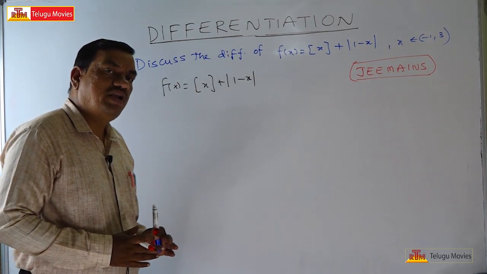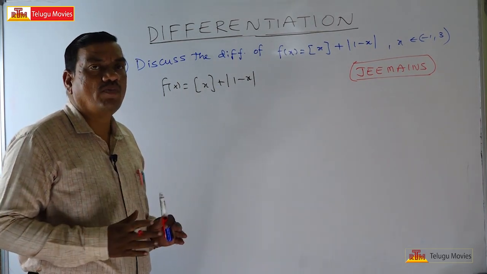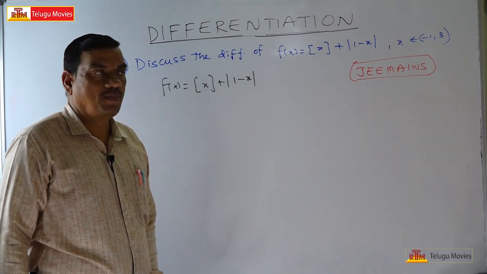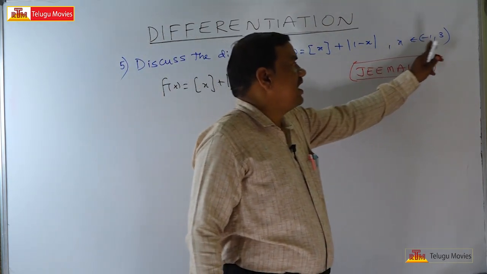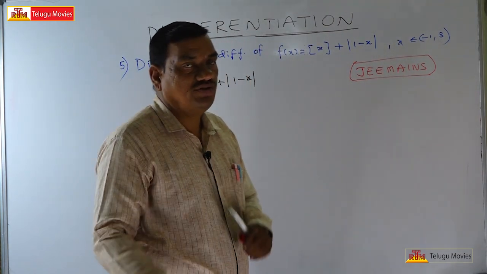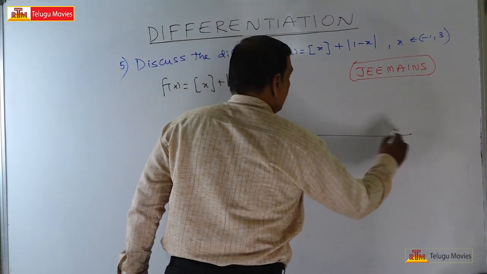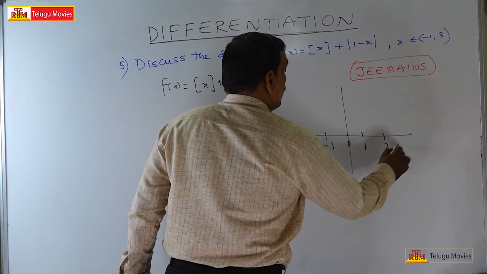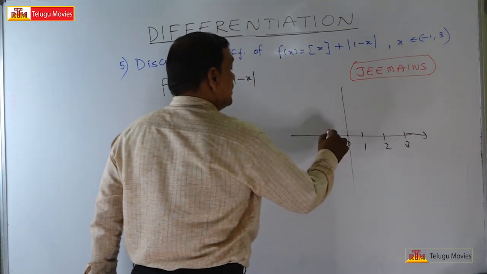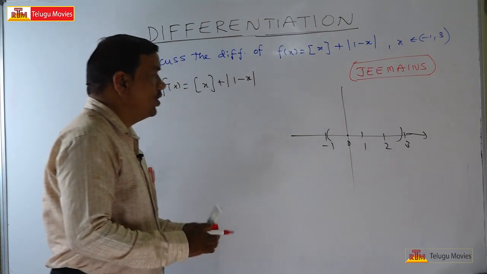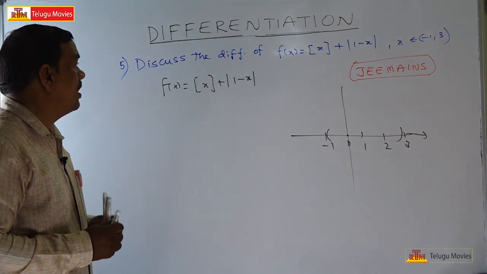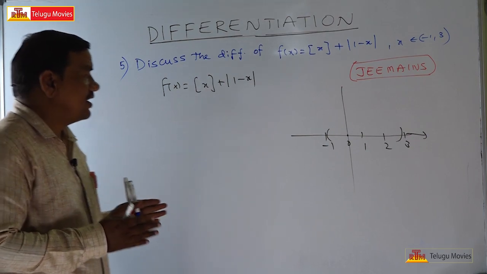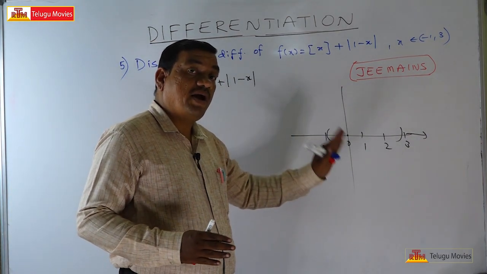So we have to be very careful about all the properties of this greatest integer function and this modulus function. But here he has asked us to take the x value between -1 and 3 only. That means x values between -1, 0, 1, 2, 3, and you should not take -1 and 3. We have to observe the differentiability of this function in the interval (-1, 3).